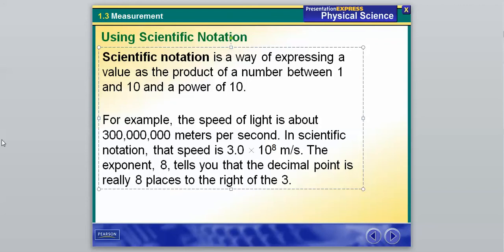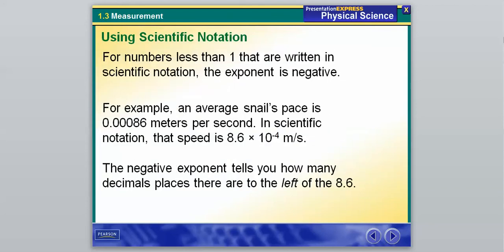And we're trying to go to our next one over here, and we can use it for other ways other than just large numbers. We can use it for small numbers. However, this time, if the number is less than 1, we're going to write our exponent as negative.